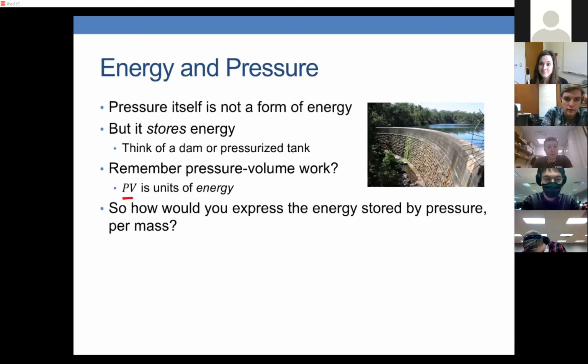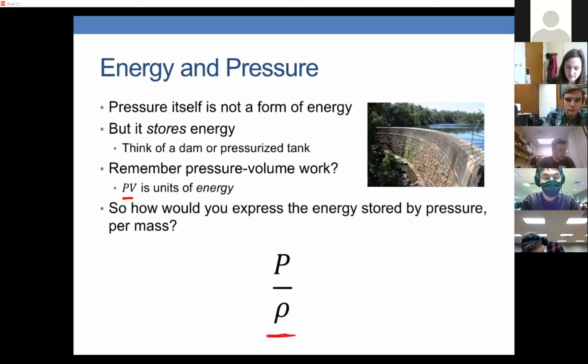Would you divide the pressure times the volume? Yes, divided by what? By density. Yes, if you divide the pressure by the density, then you would get energy per mass.